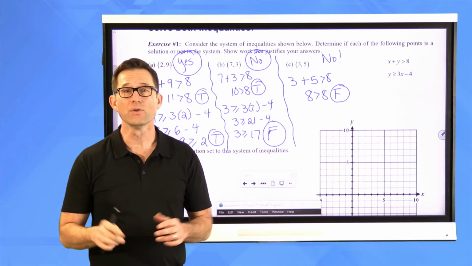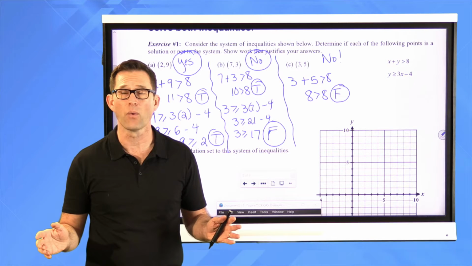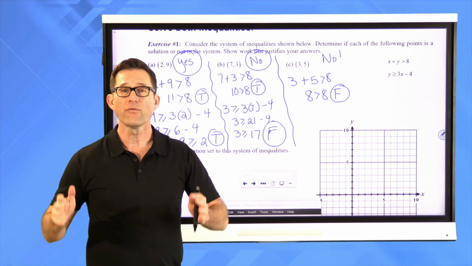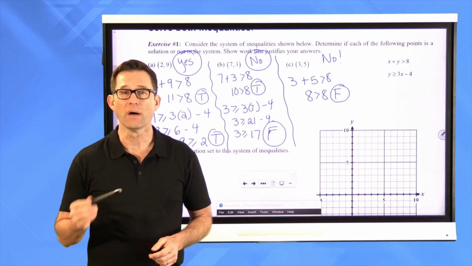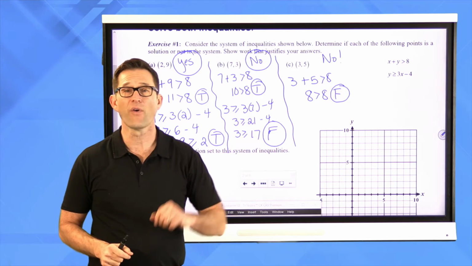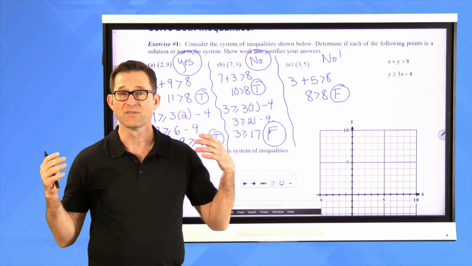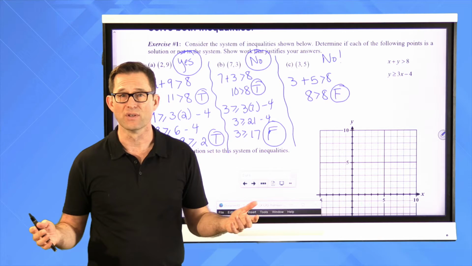Remember, for a solution to be a solution to either a system of equations or a system of inequalities, every one of the inequalities must be true when you substitute the point in. So as soon as the first one's false, 8 is not greater than itself, right, then as soon as that's false, it is not a solution to the system.